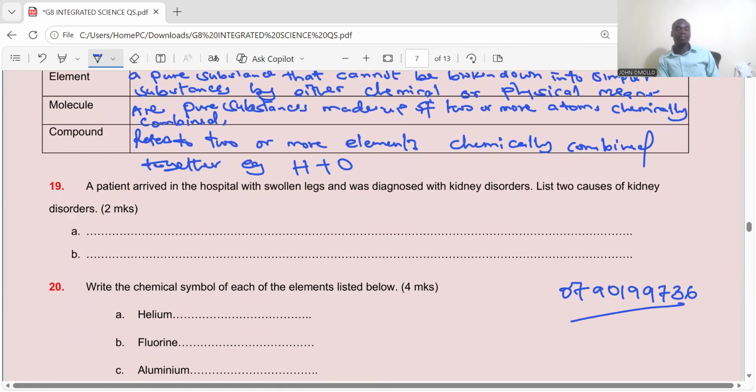Let's move to number 19. A patient arrived in the hospital with swollen legs and was diagnosed with kidney disorders. List 2 causes of kidney disorders. What can cause a kidney disorder? Number one is diabetes.